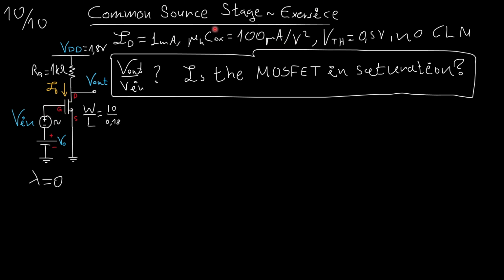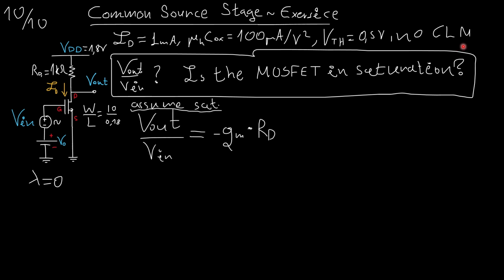We are given mu and Cox. Again, this Cox is the capacitance we talked about earlier. And we are given the VTH of the device. To make our life easier, the exercise says there is no channel length modulation. Let's assume we are in saturation for now. Vout over Vin, if we remember from before, is minus gm times the resistance tied between the drain and the AC ground. The only resistance is this RD, which is 1 kilo ohm.